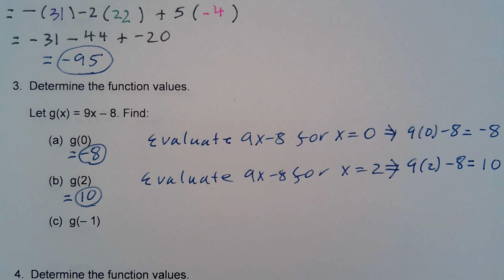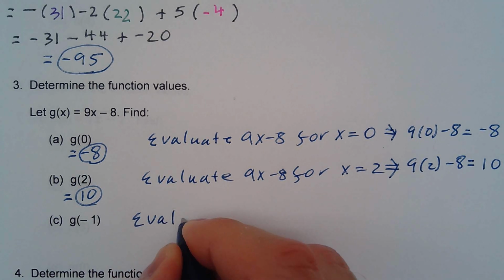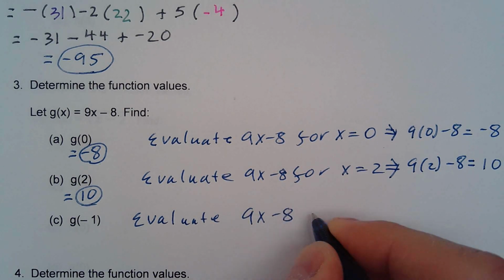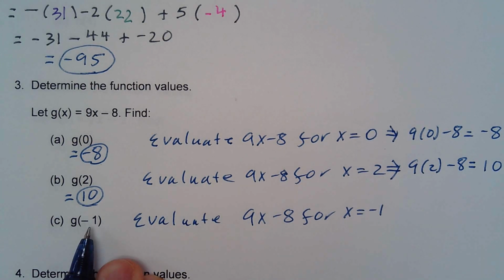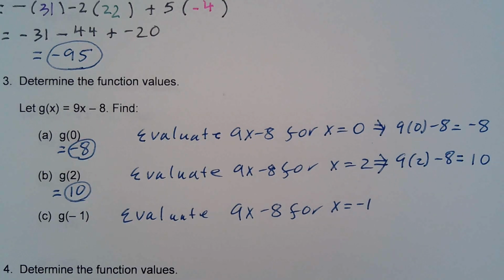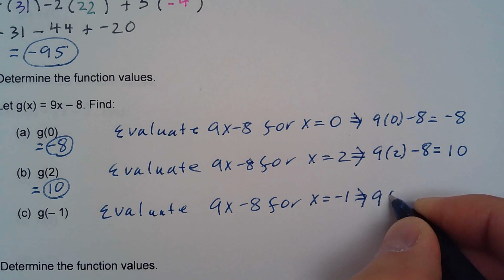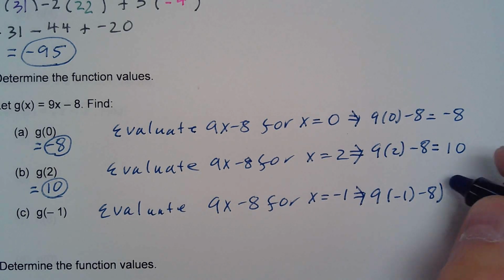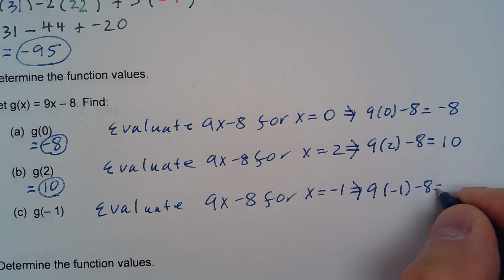Same thing here. Just evaluate 9x minus 8 for x equals -1. So they're always telling you inside here what you're using for your variable, what number you're plugging in for your variable. And that should work out to -17.